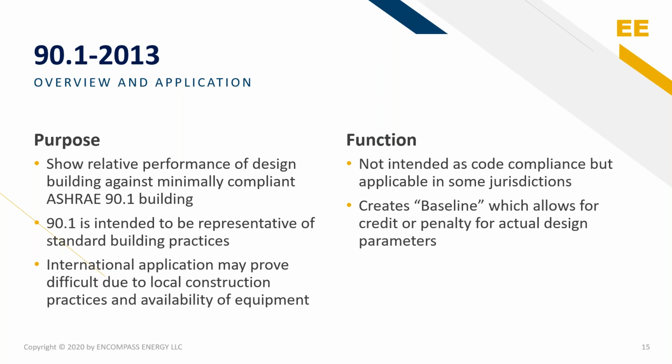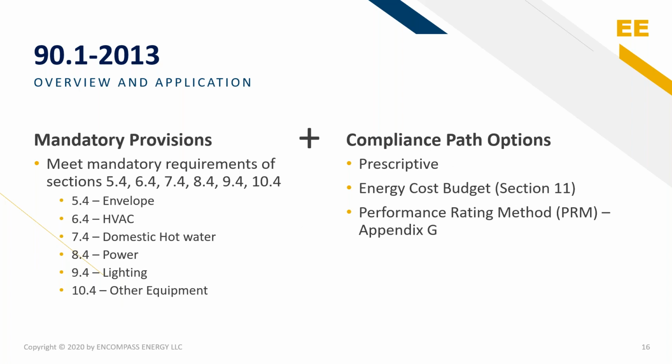Again, in terms of function, it's not intended to be code compliance. As I mentioned, it is a standard. If it is adopted, it can become a code. But as it stands, it is a standalone standard. And it creates this baseline, so it creates a minimally compliant baseline, which we'll talk about in more detail today, of using Appendix G, which allows for credit or penalty against your actual design parameters. So it is a trade-off once we get into Appendix G.